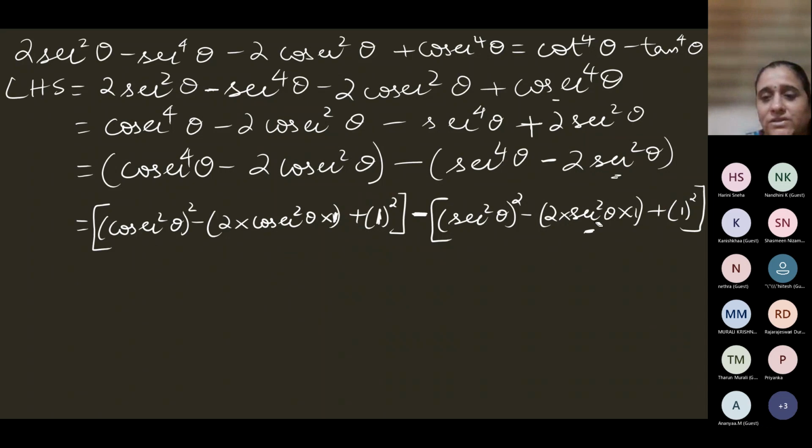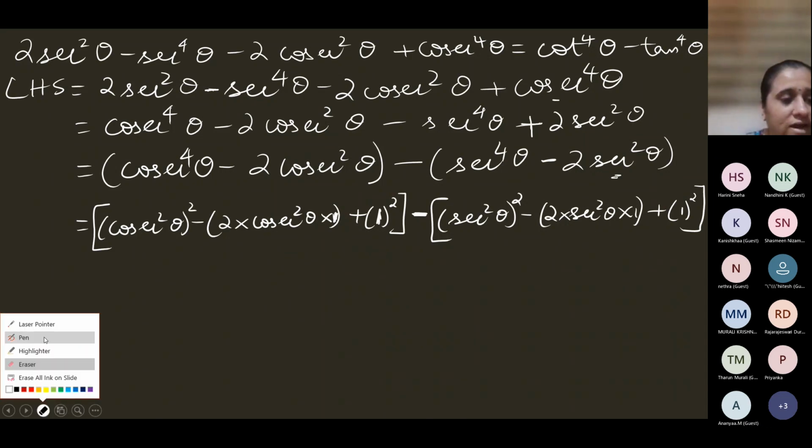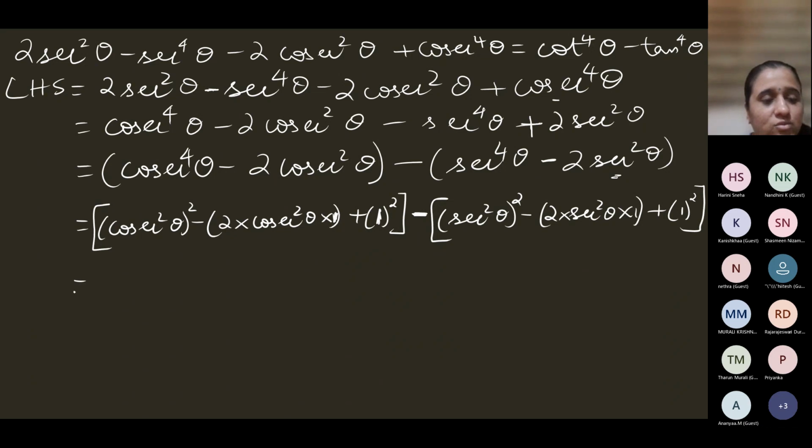Now we'll complete the square. So we did that to complete the square. Now this is like a square minus 2ab plus b square, which is a minus b the whole square. This is a, children. This is a minus b the whole square. A square minus 2ab plus b square. It's a minus b the whole square because minus 2ab.